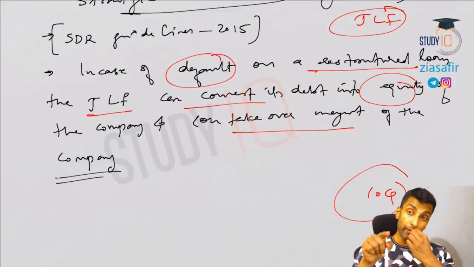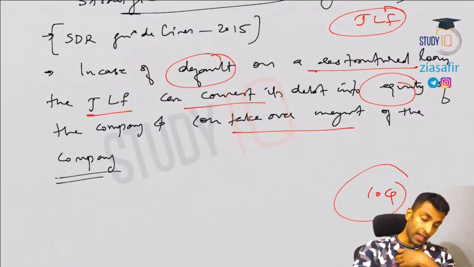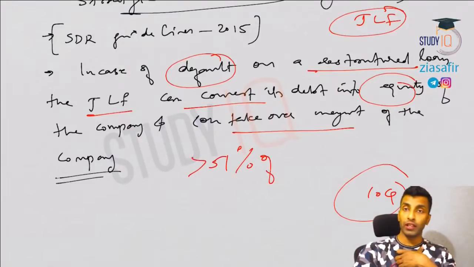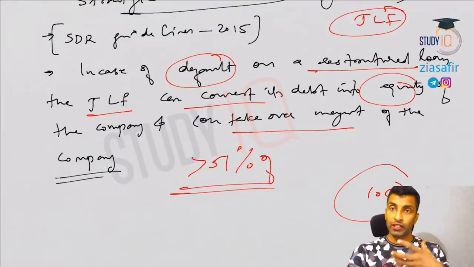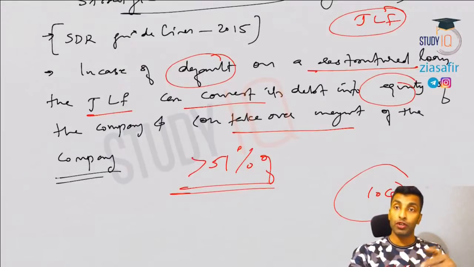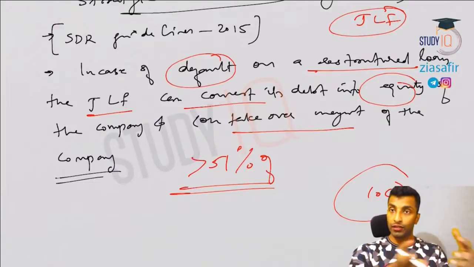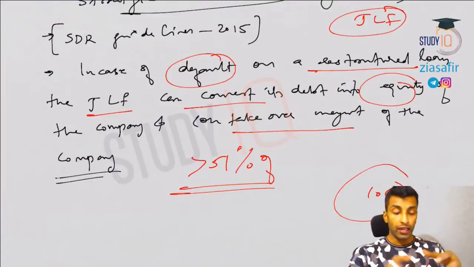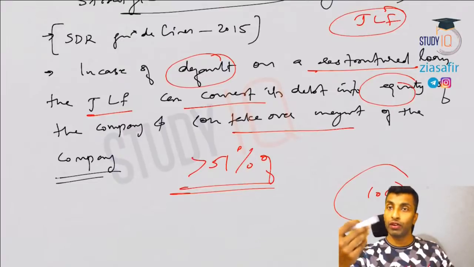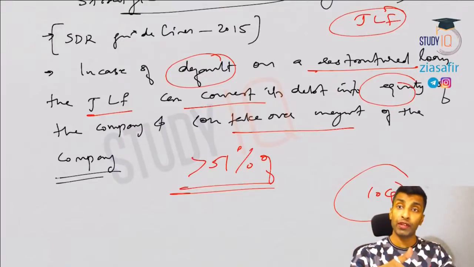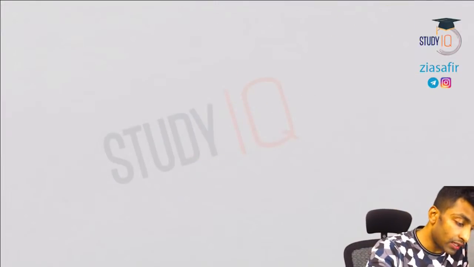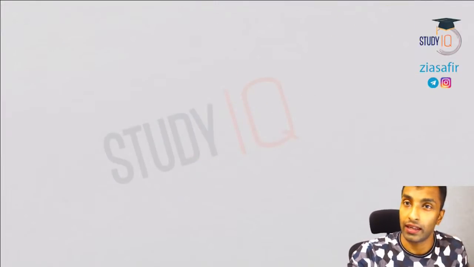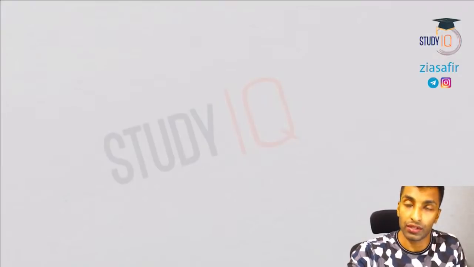Now if the management needs to be taken over, the JLF must be holding at least 51% of the equity. So 51% equity means there should be 51% or more debt, because that debt should be converted to equity, right? Normal logic only. Now next is the Scheme for Sustainable Restructuring of Stressed Assets, S4A. It was actually asked in the 2017 prelims.